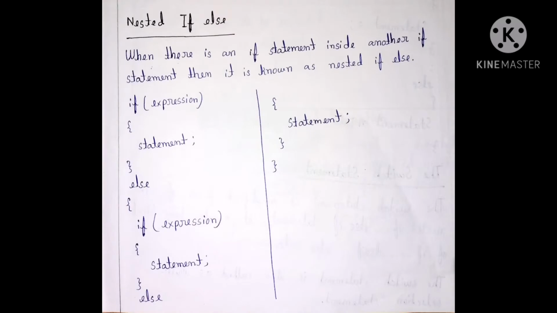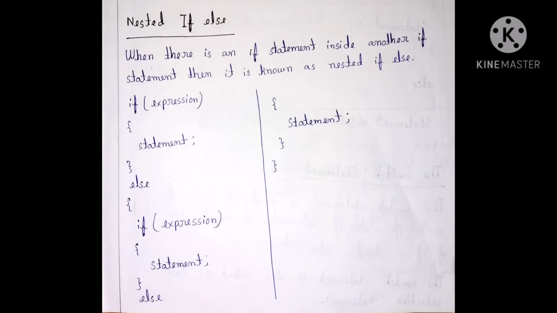In my last video, I discussed what C decision making statements are, and I discussed the if statement and the if else statement. In this video, I am going to discuss the nested if else statement, the if else ladder, and the switch statement. So let's start. First we'll see the nested if else statement.